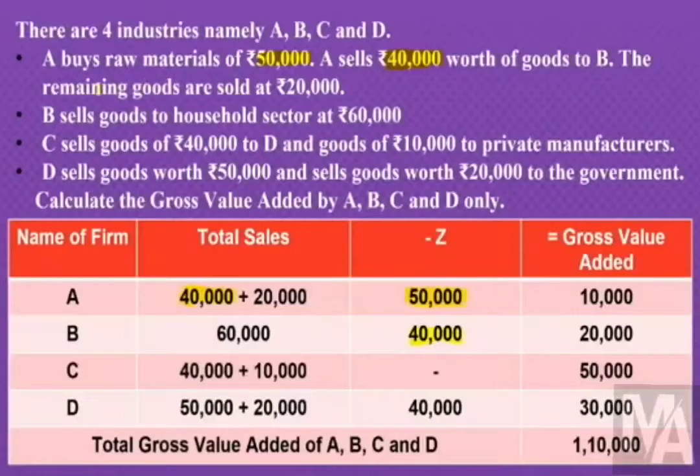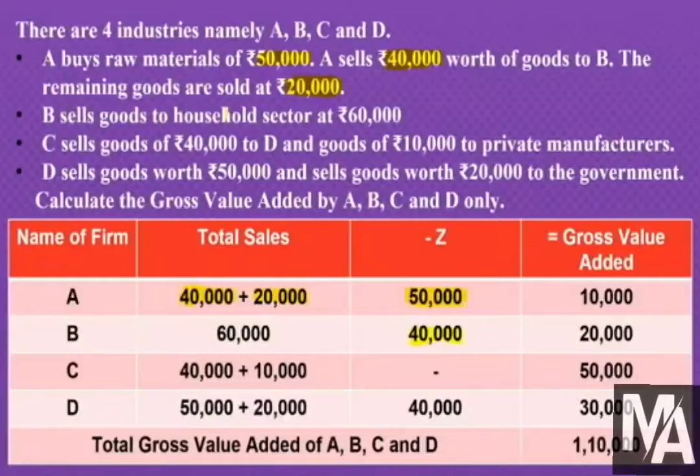The remaining goods are sold at rupees 20,000. Now here it is not specified to whom A has sold the product, but it is just given as sales. And so this 20,000 will be entered here under the section of A. And with that, we complete the first sentence. We'll move to the second sentence.